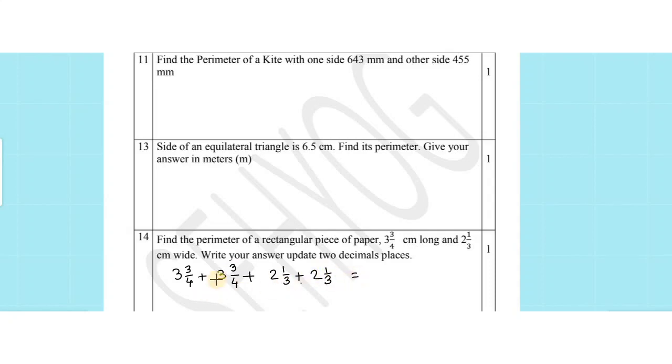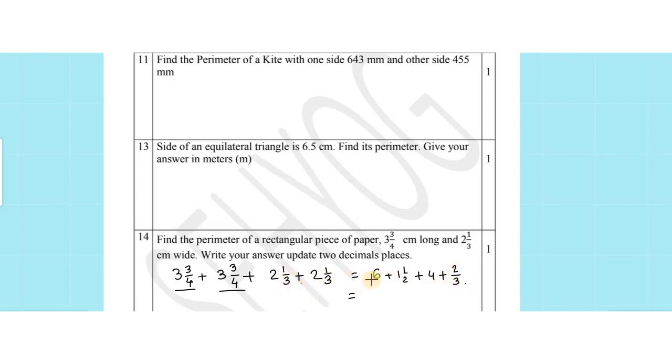Now by grouping, we want to add them. So adding the like fractions, so 3 plus 3 is 6 and 3/4 plus 3/4 will give us 1 1/2. Again, adding 2 plus 2 we get 4 and adding 1/3 and 1/3 we get 2/3.